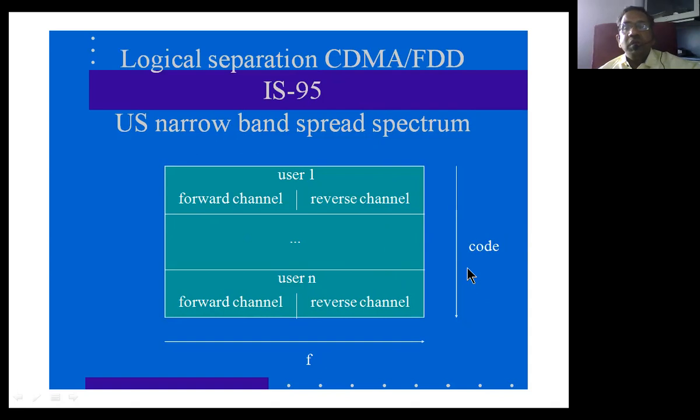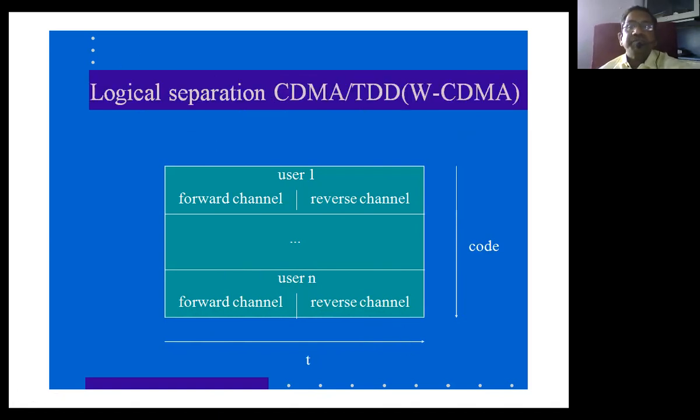So it is something like a stack kind of architecture. What is a stack? One above the other, we put the stack elements. A queue is first in, first out. A stack is last in, first out. So we keep on putting the users on the stack based on the codes, and all these users are going to accommodate the same frequency band. If it is FDD, this given frequency band is allocated for forward and reverse channels. That is how we implement code division multiple access.